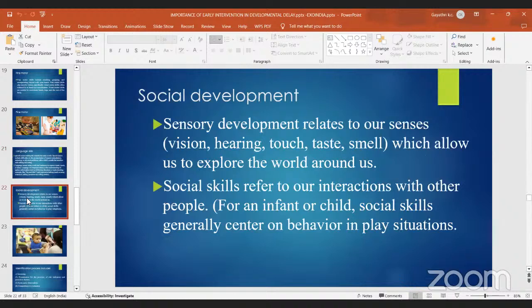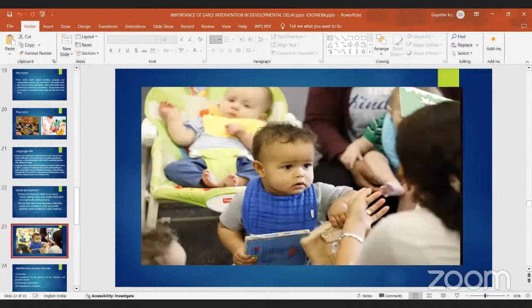Next is social development. Social development comes along with sensory development, that is vision, hearing, touch, taste, and smell. Social skills refer to our interactions with other people. You can see how the baby is interacting with others, not only with the parents but with any members. That comes under social development.